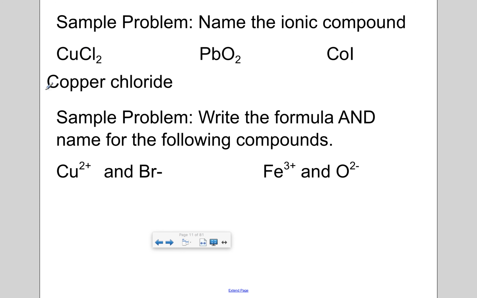And so when you name it, you just state the cation, that's copper. And then the anion is chlorine, but we drop the end into -ide, so it's chloride. So it's copper chloride. Let's try the next one here.